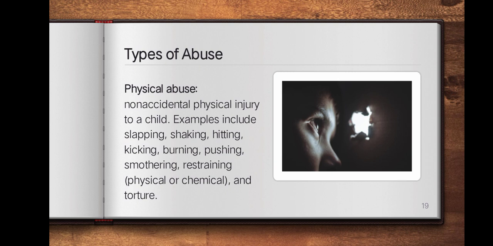So the first one, physical abuse. Non-accidental physical injury to a child. Examples include slapping, shaking, hitting, kicking, burning, pushing, smothering, restraining, physical or chemical, and then torture. A few forms of abuse may be attributed to lack of knowledge on the part of the parent. For instance, neurological damage can result from shaking a child. Further, a child who appears fearful or who startles easily may be the victim of abuse.